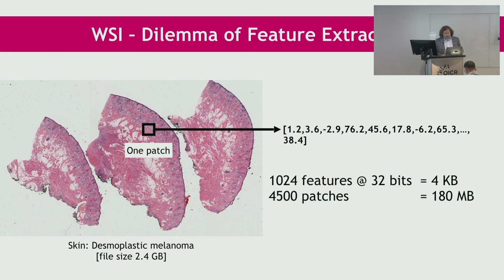But if you do that, generally you get, let's say, 1024 features at 32 bits. That's 4 kilobytes for every one of those. You have roughly for this image 4,500 patches. So it's 180 megabyte for this image. So I have already an image which is 800 megabyte, and you want to add 180 megabyte on top of it.